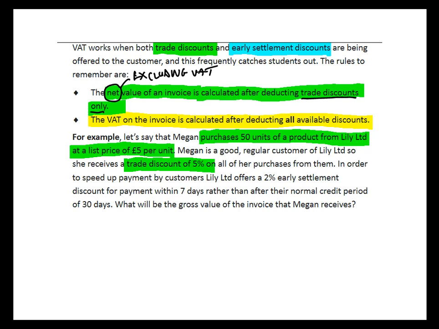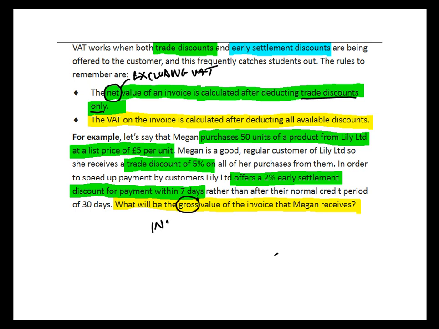We're also told that in order to speed up payment by customers, Lilly Limited offers a 2% early settlement discount if the customers were to pay within 7 days rather than taking the full normal credit period of 30 days. Now, when we invoice customers, at that point, we won't know if they're going to settle early or not, remember? Now, we're being asked to calculate the gross value of the invoice that Megan will receive. And when we talk about gross value means including VAT.